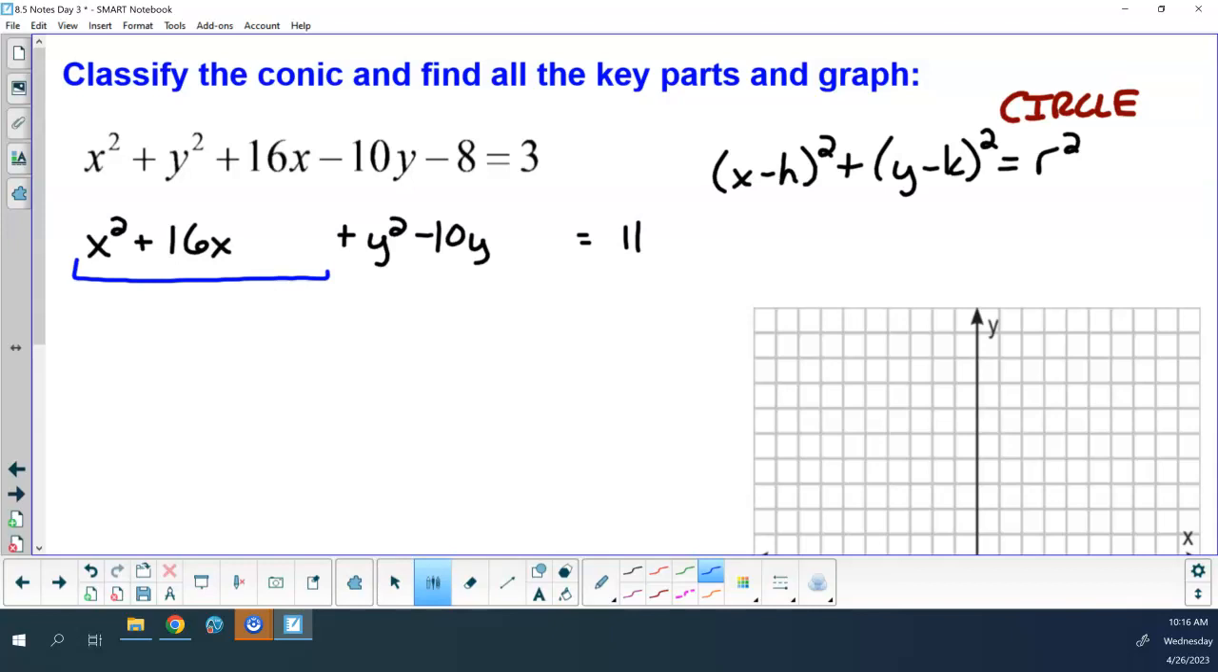What am I looking at? Looking at 16. I do what with it? Divide it by 2, then square it. What's 16 divided by 2, then squared? 64. So I'm going to have to add 64 there, which means add 64 there to rebalance it. This one then becomes x plus 8 quantity squared.